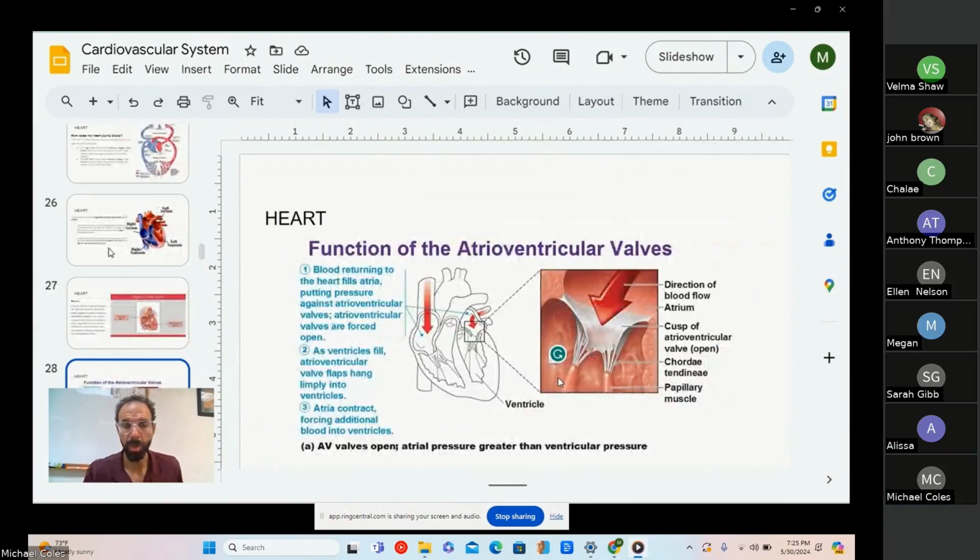So these valves are one-way valves. The pressure builds up, they open, then they close. So blood cannot go backwards. This is important to have proper blood flow going through in one direction. If it goes backwards in a different direction, it's going to cause issues, and it's not good.